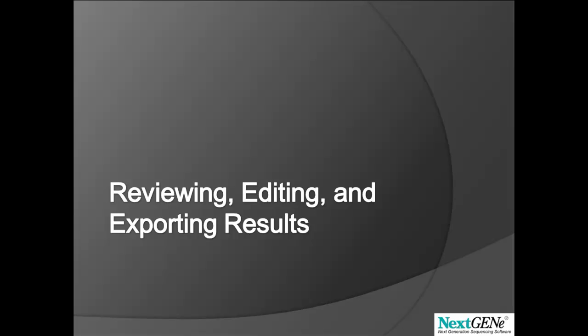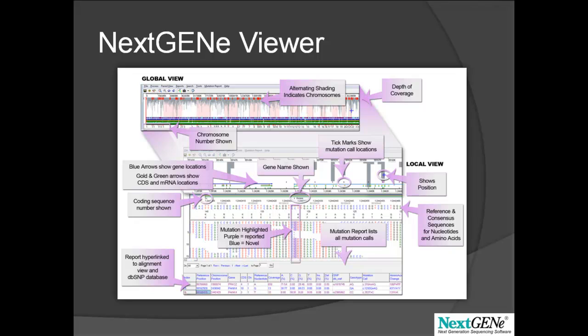After running an alignment, the project will open in the NextGENe Viewer. From there, many different reports can be viewed and exported. This is the NextGENe Viewer. It displays a lot of information all at once.